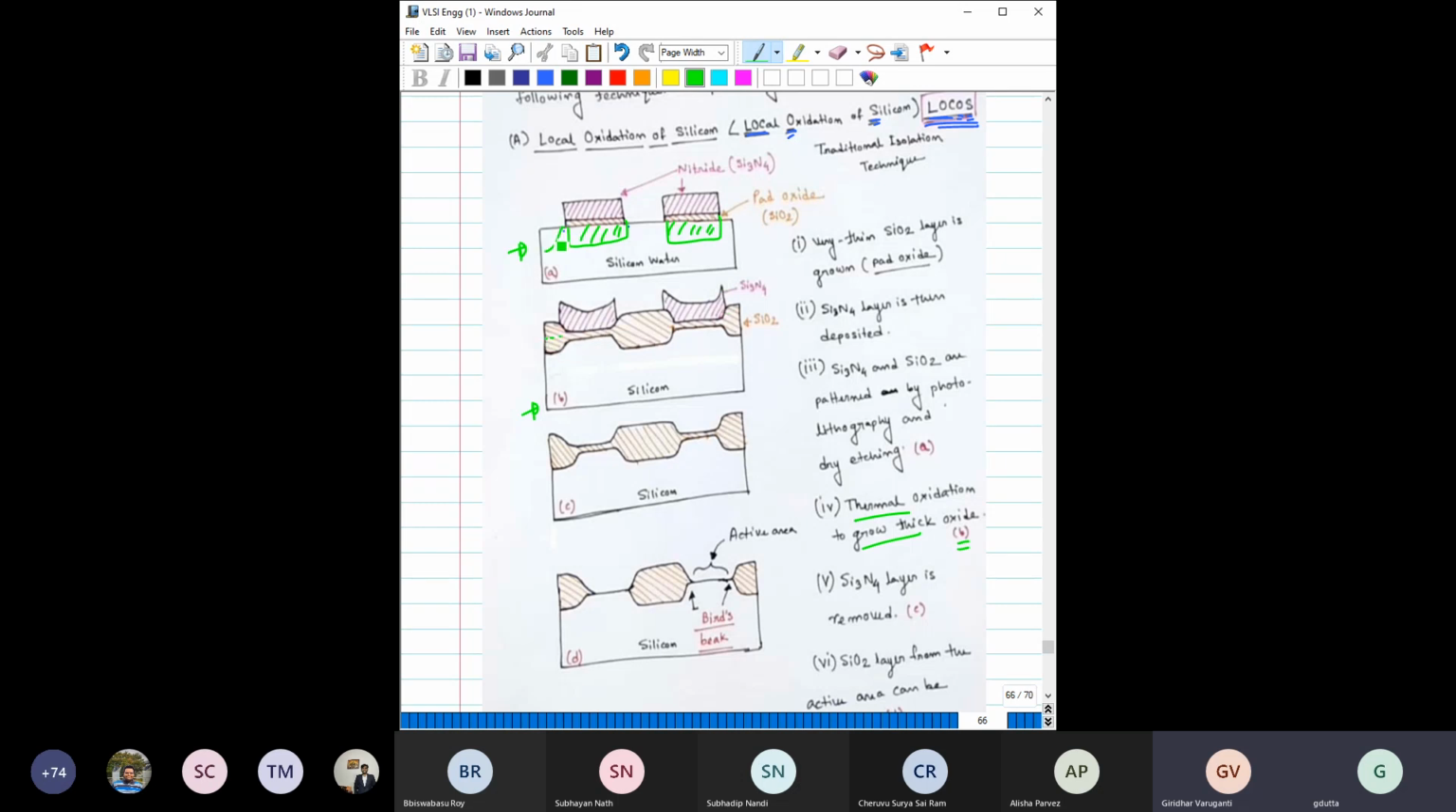Some part will go inside, and as the silicon dioxide grows, there is volume expansion, so some will come out. So it will penetrate inside as well as go somewhat bit out, and the entire structure would look something like this. So in this region you have an oxide, this region you have an oxide, and this region you have a thick oxide. These oxides are called the field oxide.